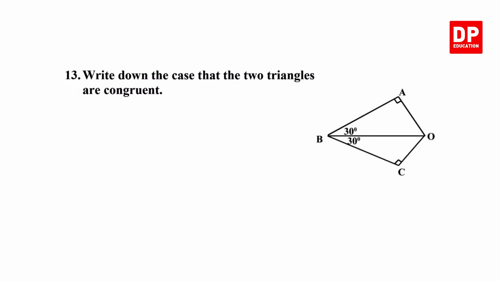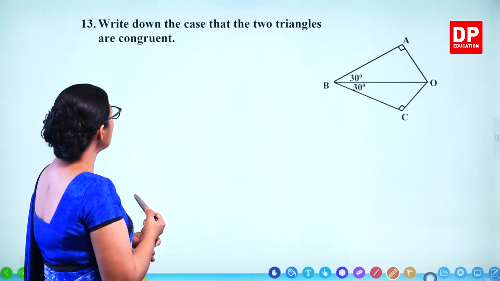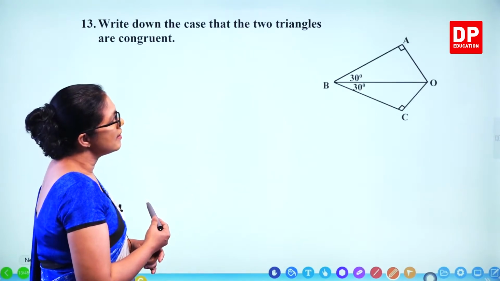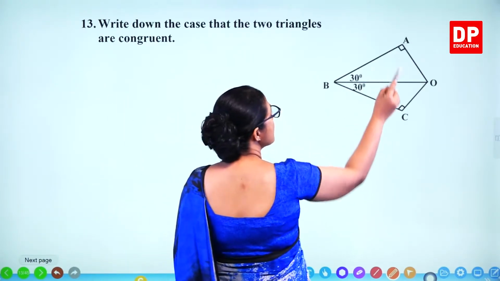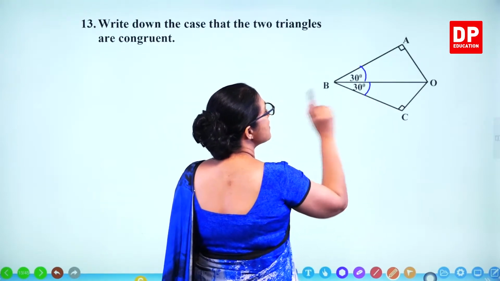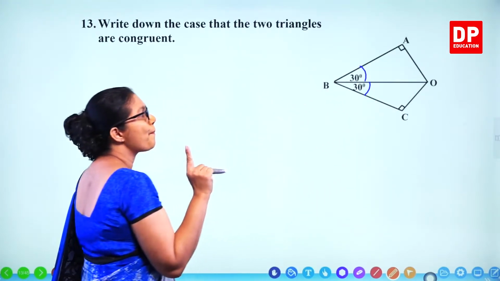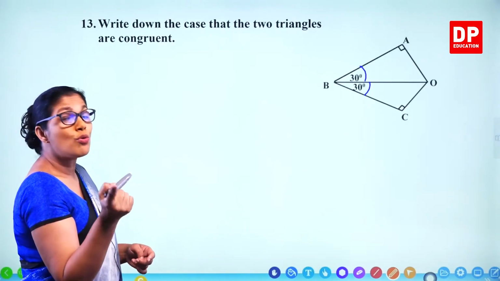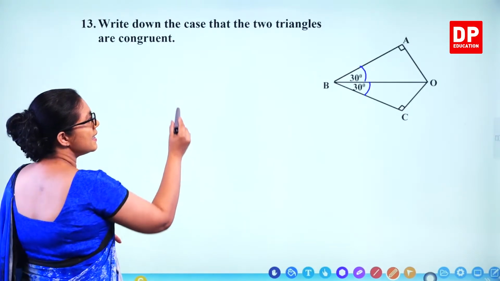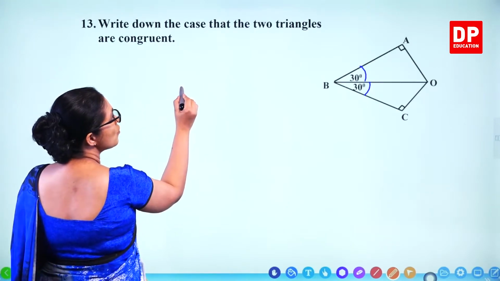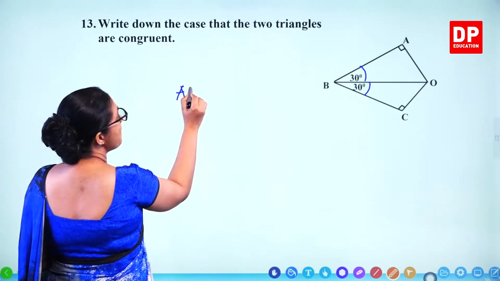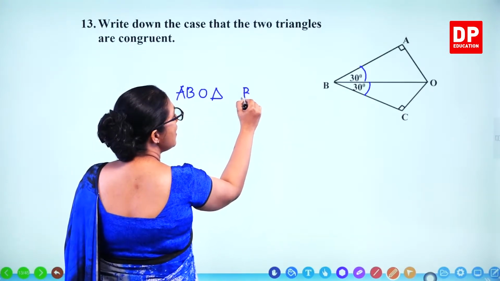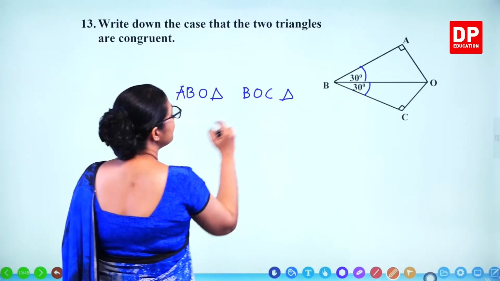Question number 13. Write down the case that the two triangles are congruent. So we can see these two angles are equal. This is equal to this and this is the common length. So one side and two angles. So what's that? Angle, angle, side. So you can write triangle ABO and triangle BOC.